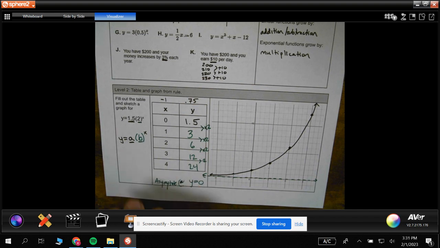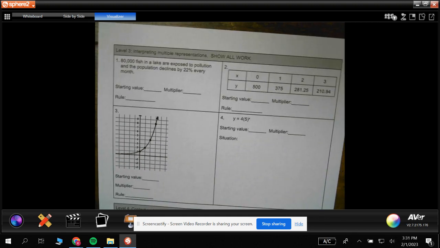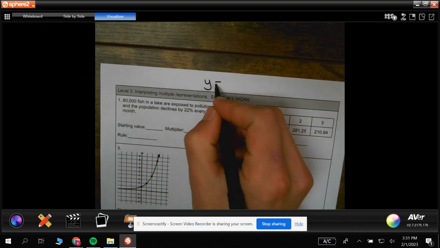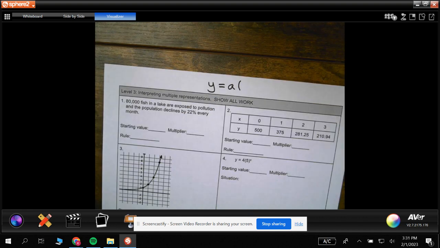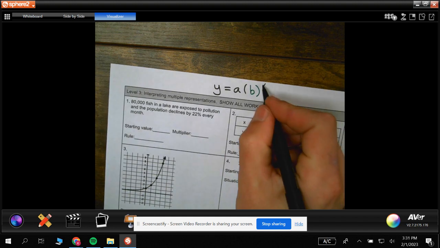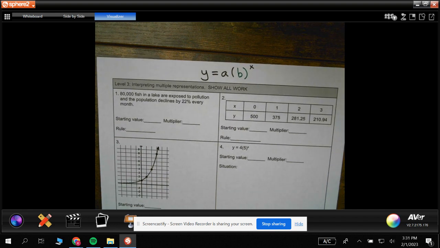Let's look at level 3 and level 4. For level 3, we need to, from each of these, identify the starting value, the multiplier, and the rule. Again, what I might write down at the top of my quiz is our general form here. y equals a times b to the x power. a is your initial value, b is your multiplier. So what's our starting value?